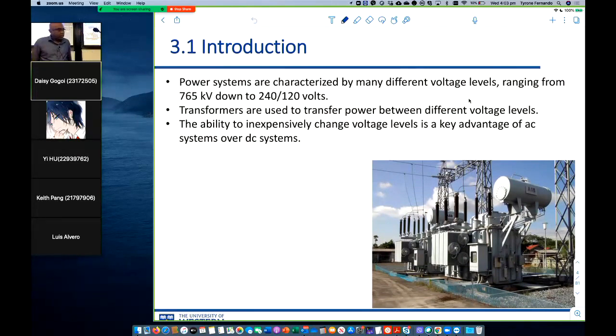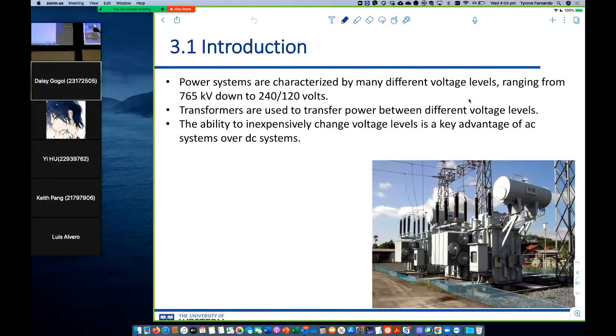So power systems are characterized by many different voltage levels, ranging from high values such as 765 kilovolts down to 240, 120 volts. So from very large values to some small values, and we know those large values are near the generation sites to transmit small currents so that I squared R losses are small. And then we step it down to lower voltage values for residential and commercial use, something like 240 volts.